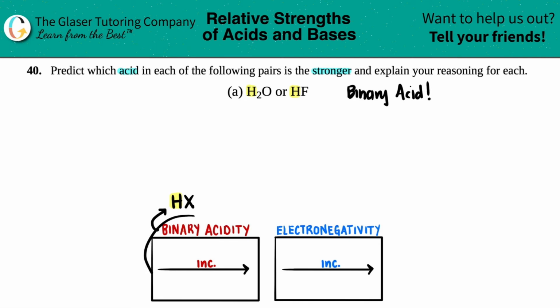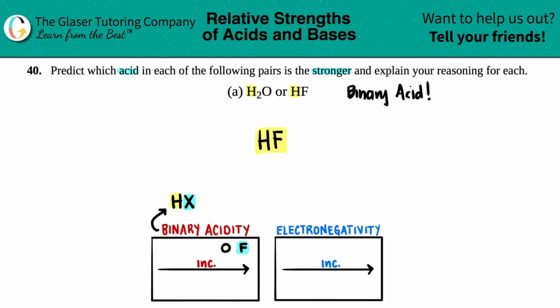Okay, so I wrote it down here. The binary acid trend is that as you go across a period, you will always increase in acidity. So you always look at the element that is not the hydrogen, the random element X. In this case, it's oxygen and fluorine. Oxygen's over here, and fluorine's somewhere over here. As you go from left to right on a period, you increase in acidity. So the F would beat out the O. So right now, we automatically know that HF would be the stronger acid.